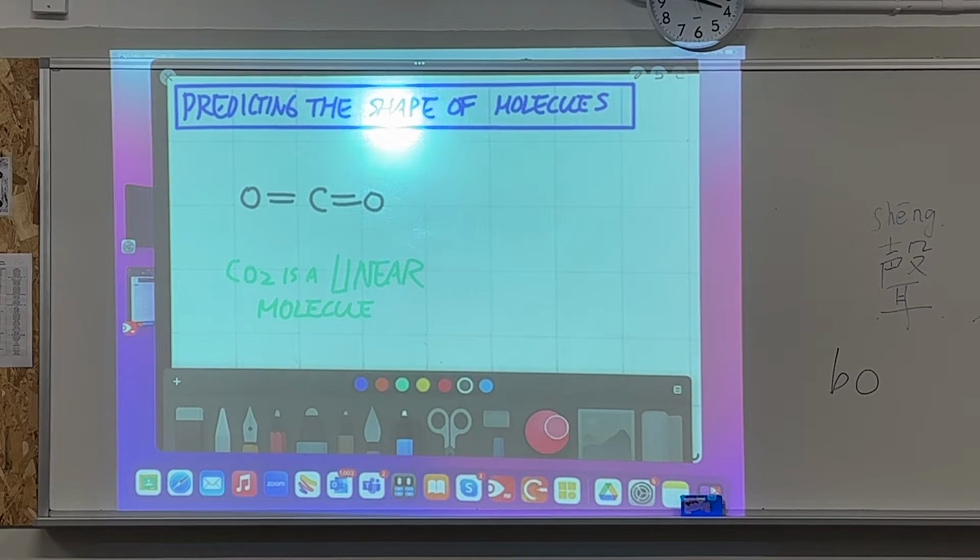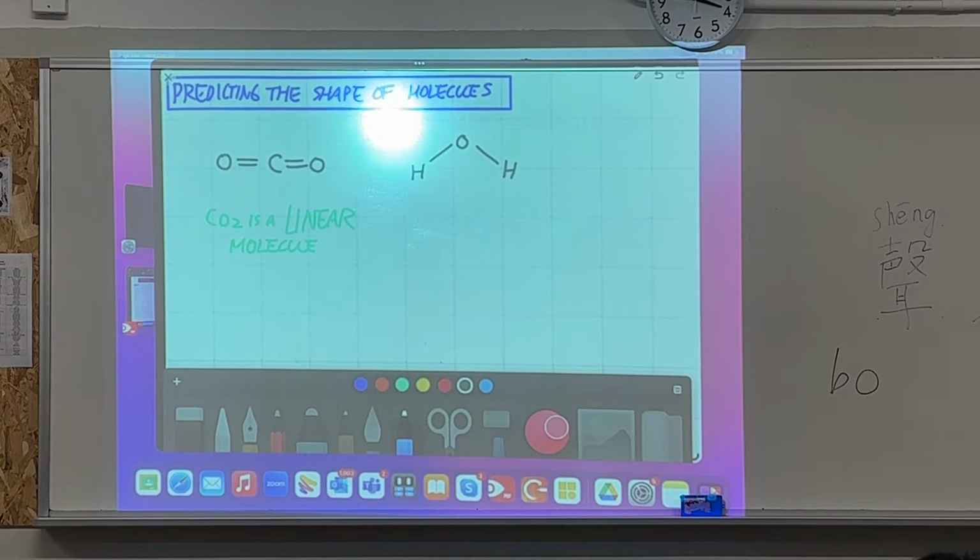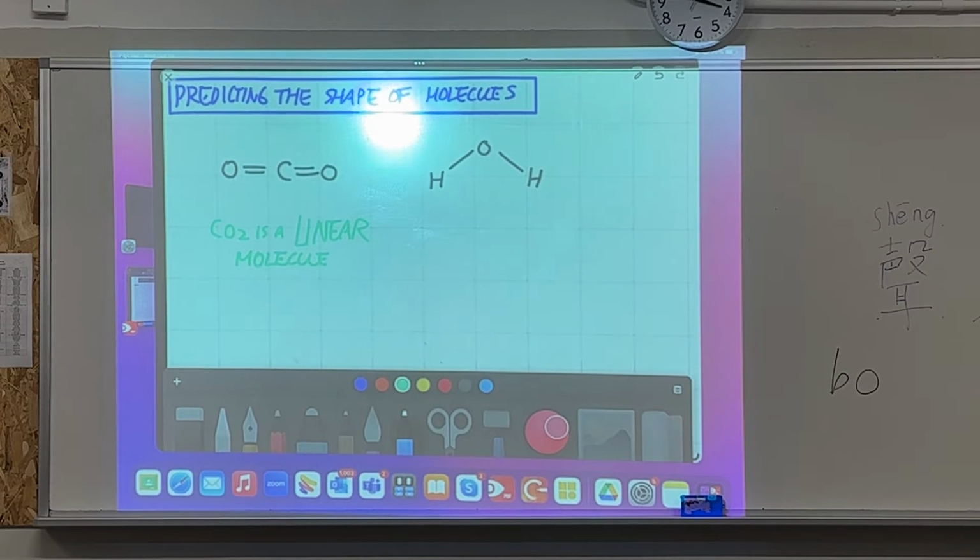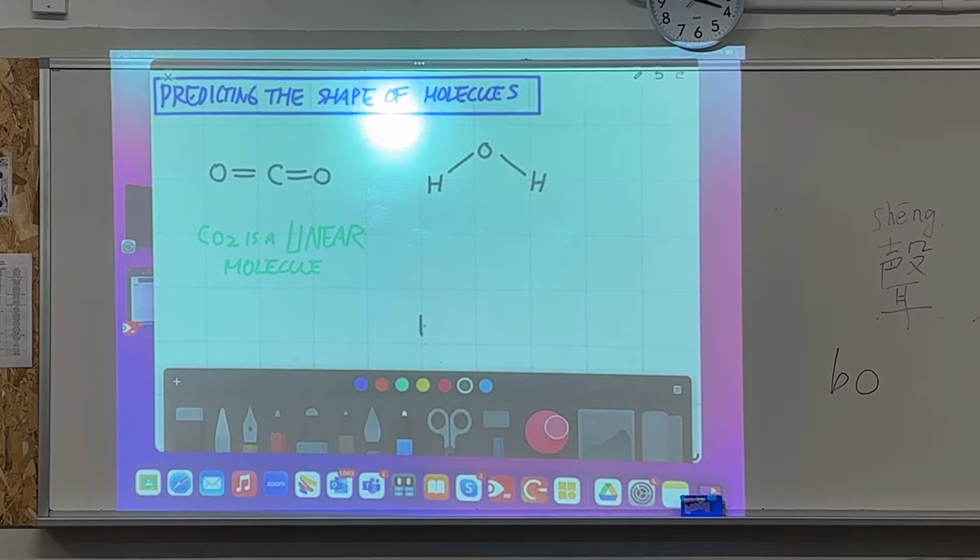H2O, however, is a bent or V-shaped molecule, because it looks like the alphabet V. But you may be wondering, can I draw H2O like this? Does that mean H2O is a linear molecule then? Well, no. We will see. There are rules that determine the shape of molecules. We call this the VSEPR theory.